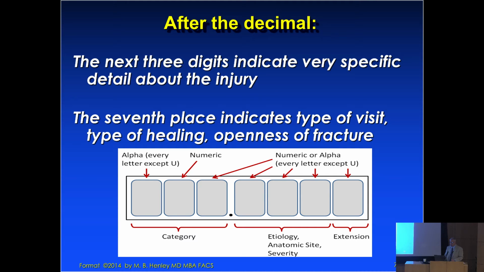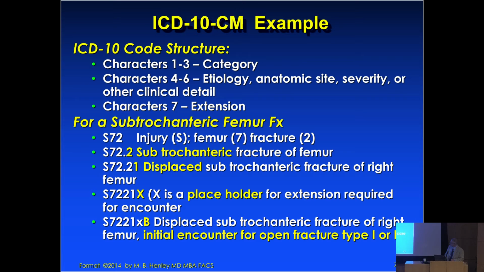The 7th place indicates the type of visit, as we said before, the type of healing or the openness of a fracture. So once again, just looking at the subtrochanteric femur fracture codes, you can see how the category S72 is femur and then fracture, then more specific anatomically.